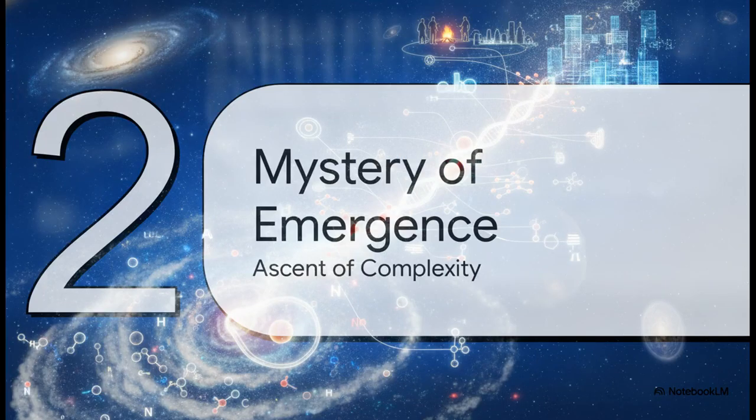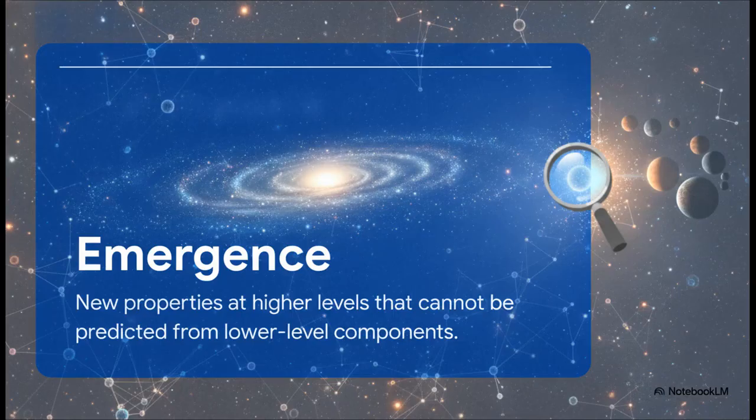Which brings us to Section 2: the mystery of emergence. This is, without a doubt, one of the most profound concepts in all of modern science. It's the fundamental principle underlying the entire ascent of complexity in our universe. Emergence is the appearance of new properties at higher levels of organization that cannot be predicted from or reduced to the properties of the lower-level components. Let me say that again. How can the whole be fundamentally greater and entirely different than just the sum of its parts?